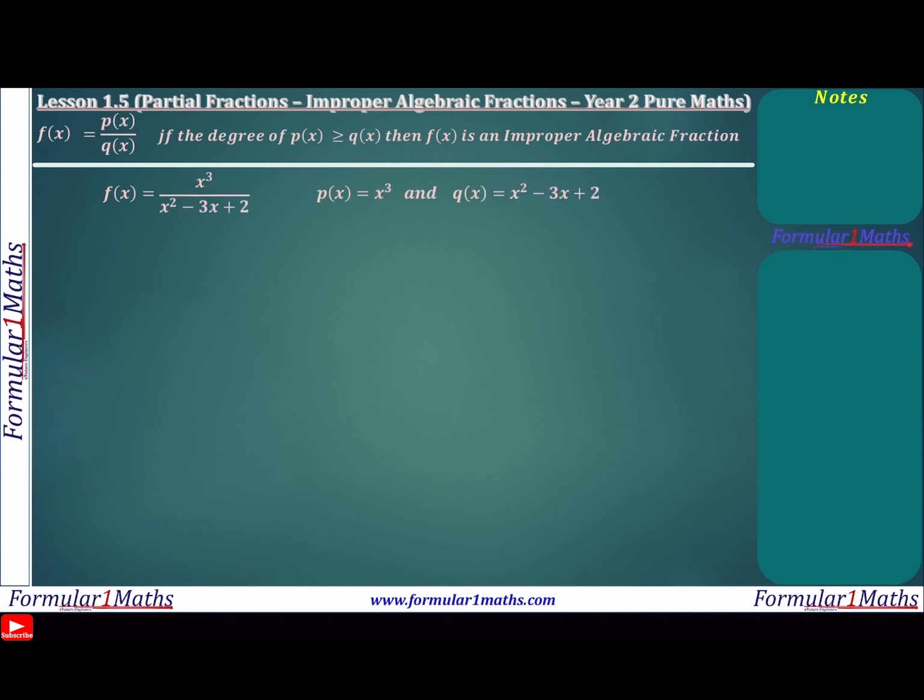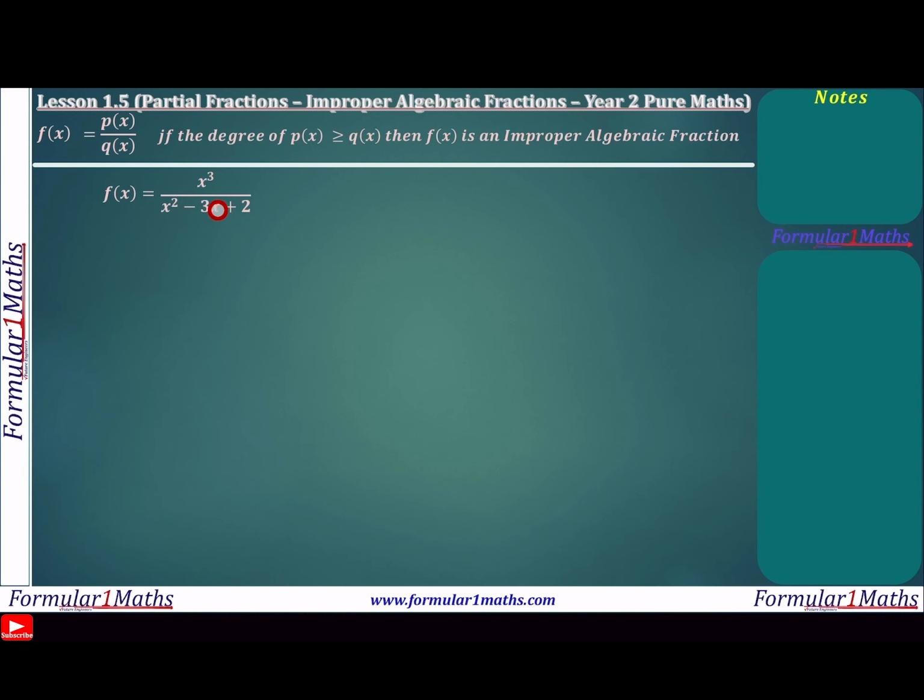In the second case, we have x cubed over x squared minus 3x plus 2. You can see that the numerator is a cubic and the denominator is a quadratic. Even though the numerator has got one term and the denominator has got 3 terms, it's still regarded as an improper algebraic fraction. In the third case, we have x to the power 4 plus 3x minus 4 over a quadratic, x squared plus 1. You're not going to split this into partial fractions.